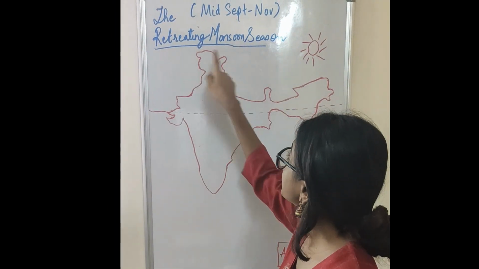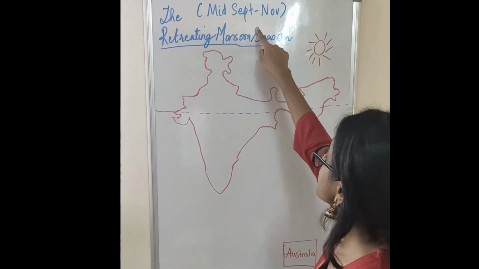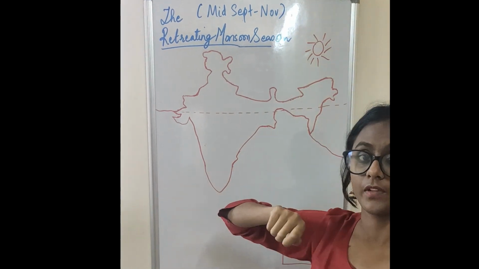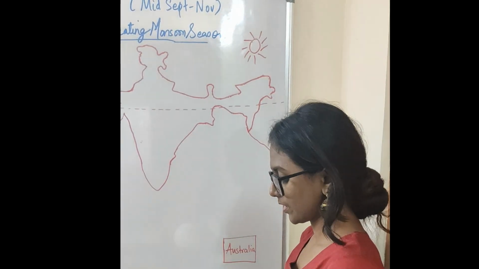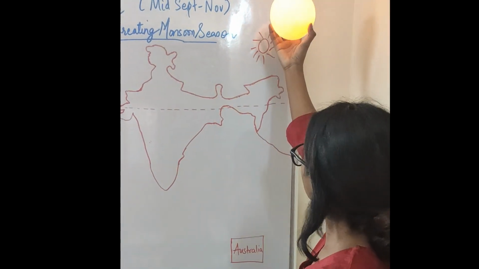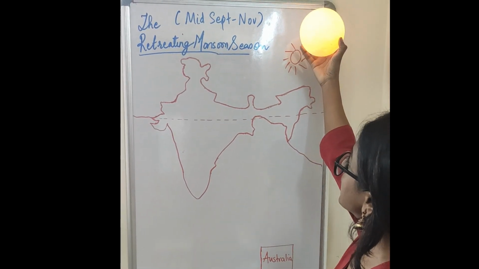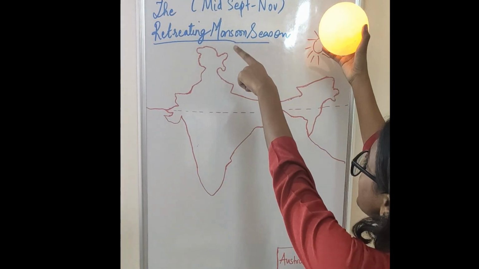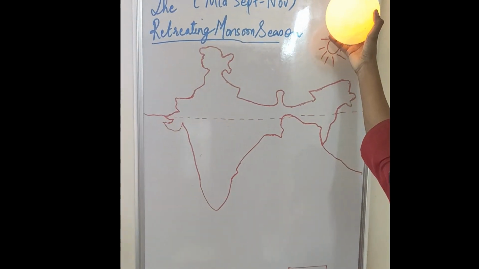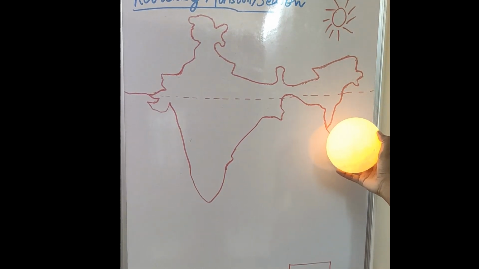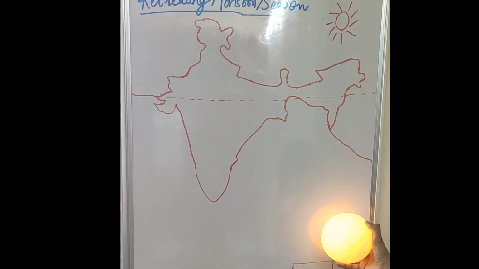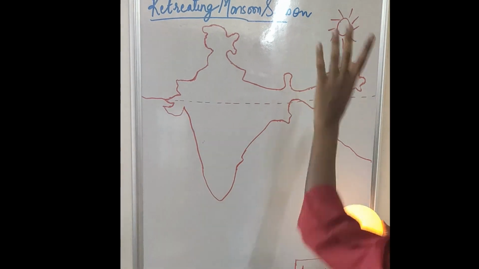Now the last season is the retreating monsoon season, which is from mid-September to November. We learned the last season was the monsoon season, wherein the sun was on top here, correct, in the northern hemisphere. Now from mid-September, what is going to happen? The apparent movement of the sun will begin and it's slowly going to start moving south. Then it will go to the southern hemisphere by November.